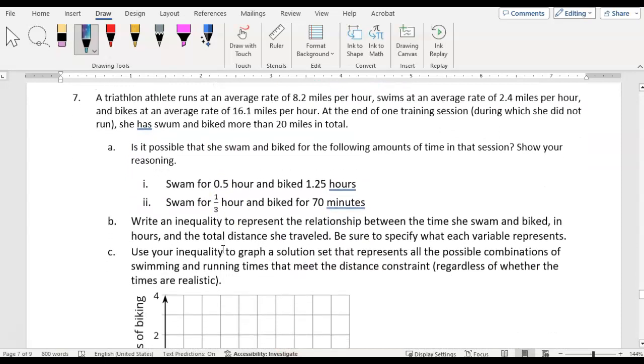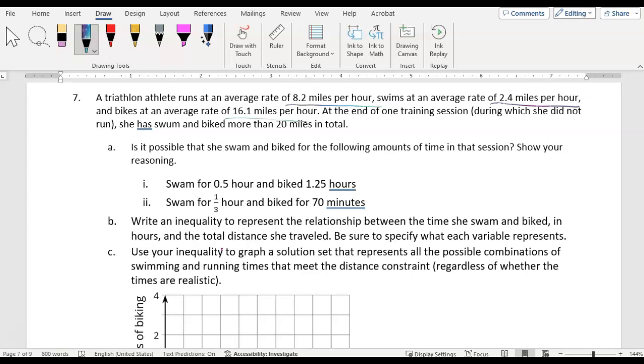A triathlete runs at an average rate of 8.2 miles per hour, swims at an average rate of 2.4 miles per hour, and bikes at an average rate of 16.1 miles per hour. At the end of one training session during which she did not run, she has swum and biked more than 20 miles in total. Is it possible that she swam and biked for the following amounts of time in that session? Show your reasoning. All right, so here we're looking at inequalities, and we want to see if this is possible for this person to have done.